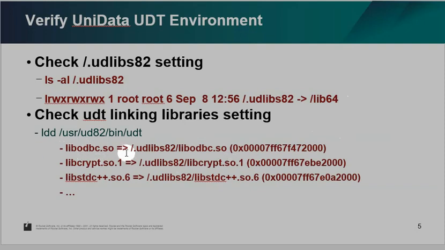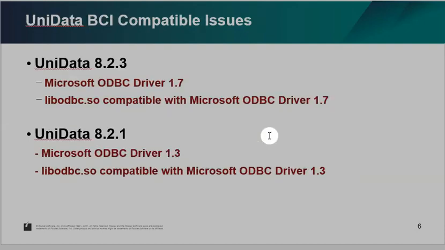There are many dynamic link libraries, but the most important ones I put here are libodbc.so and libcrypto.so.1 and another library. Here's the very important thing for Unidata 8.2.3: it must be used with Microsoft ODBC driver 17. If you use a little bit older Unidata version, you might need to use Microsoft ODBC driver 13. Otherwise, you get a core dump. I will show you very quickly.